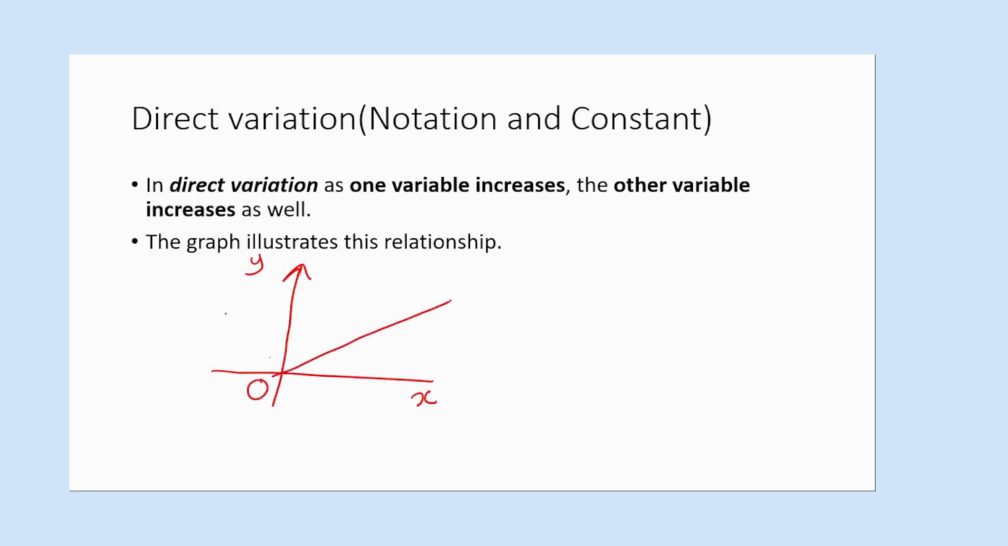So in this kind of variation, when one variable increases, the other increases. In this case, if the x variable increases, we also expect the y variable to increase. So if the x variable increases by 2, we would expect the y variable also to increase. If the x variable maybe increases by 4, from this graph you can see that the y variable will also increase. So this type of relationship is what we're calling a direct variation.